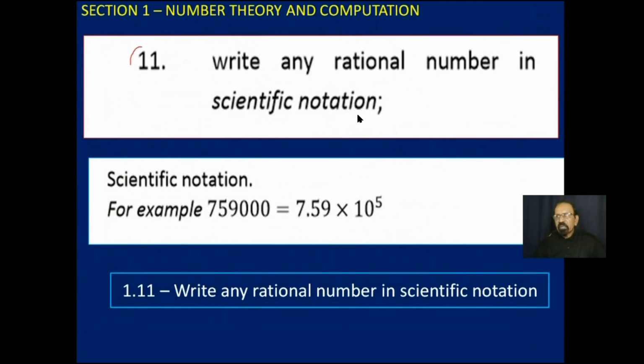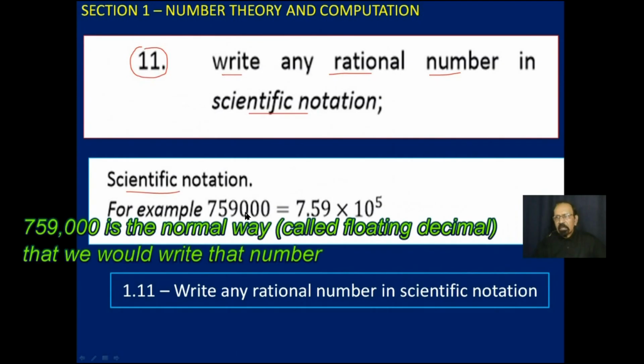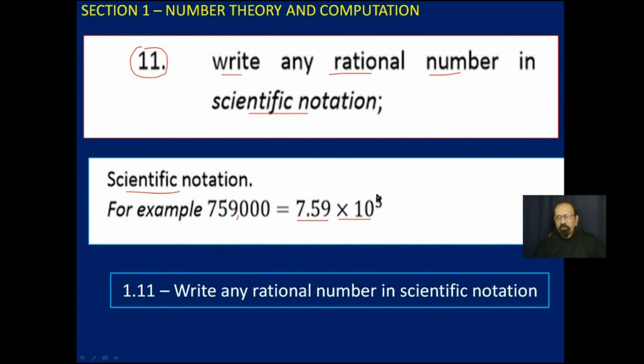So this objective says, write any rational number in scientific notation. And the example that CSEC gives is 759,000. That's the standard way we would write that number. But as scientific notation, it would be written as 7.59 times 10 to the 5th power. That is what we will be learning about today. So write any rational number.